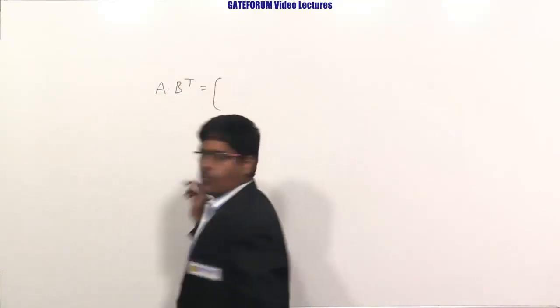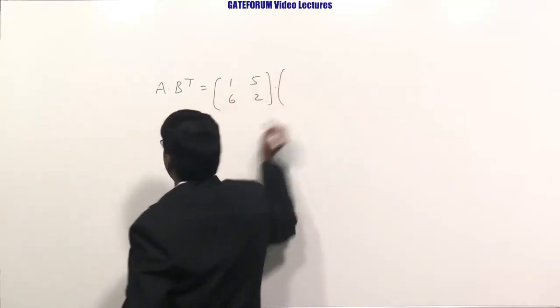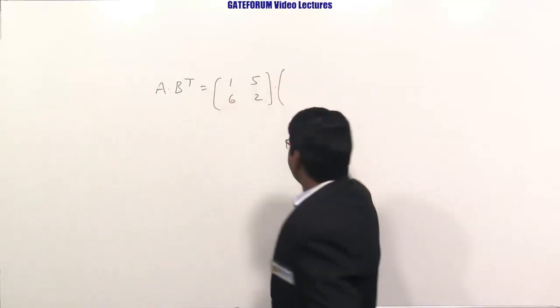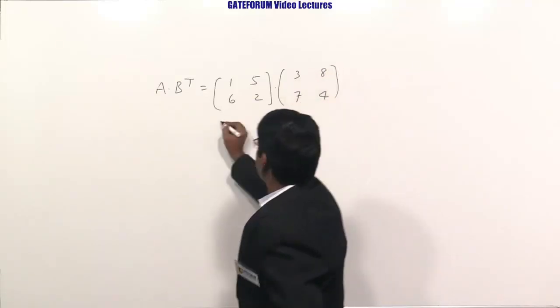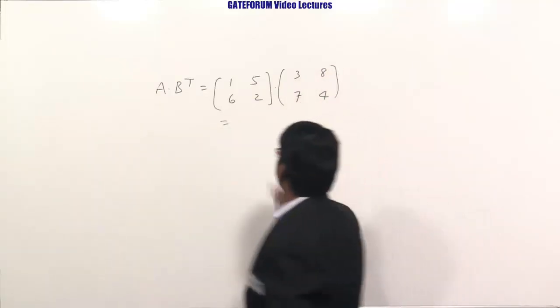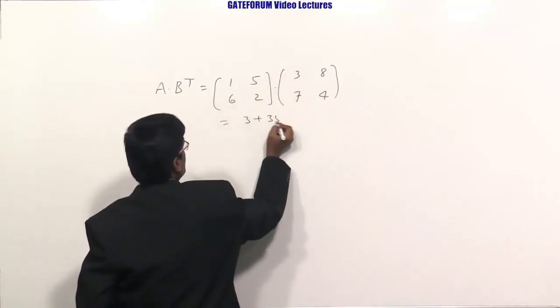A matrix is 1562. After transposing the given 2 by 2 matrix, we will get 3874. So matrix multiplication, first row into first column: 1 into 3 plus 5 into 7, 35.